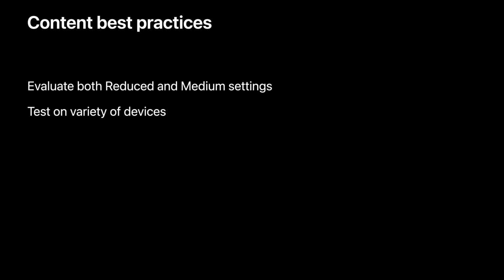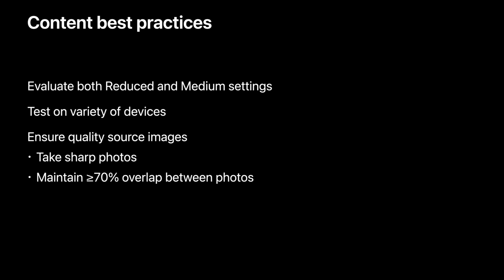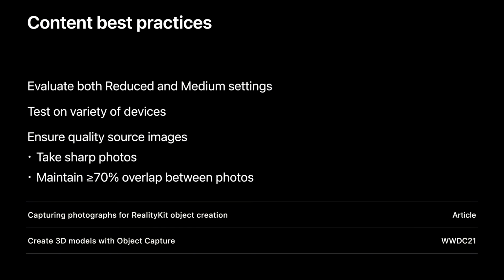With either detail setting, it's best to ensure quality at the source. So always take sharp images and avoid motion blur to generate a good quality reconstruction. Also, make sure to provide sufficient overlap of at least 70% between adjacent photos, and fill the frame with the object. For more details, I encourage you to read the Capturing Photographs article and check out the Object Capture session.